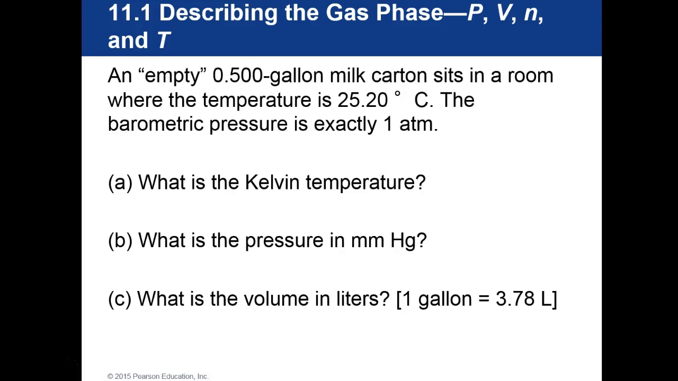So here's an example. An empty half-gallon milk carton sits in a room where the temperature is 25.2 degrees Celsius. The barometric pressure is exactly 1 atmosphere. What is the Kelvin temperature? What is the pressure in millimeters of mercury? And what is the volume in liters if 1 gallon is 3.78 liters? Pause here, see if you can figure these out, and hit play to see the answer.